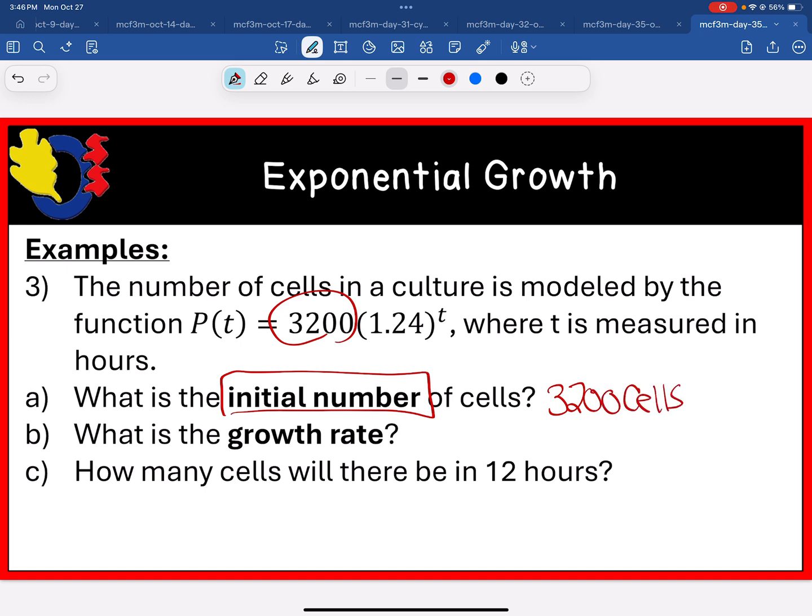What is the growth rate? Okay, so again, from our equation, 24 divided by 100, 0.24, 24% in other words.